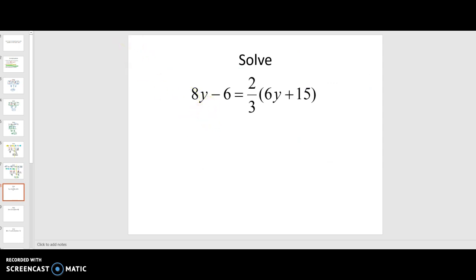So the next one. These are sometimes tough because sometimes you can distribute the fraction and it ends up okay. All right, so when I look at this problem, I would probably go ahead and distribute because 2 times 6y is 12y. Divided by that 3 gives me 4y. And then 2 times 15 is 30. Divided by that denominator, 3 gives you plus 10. So distributing the fraction there is your first option if it comes out nicely.